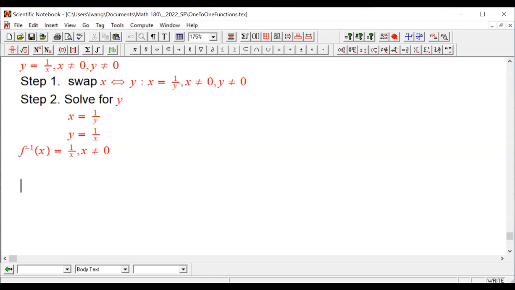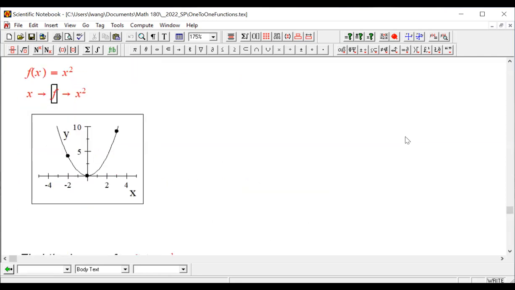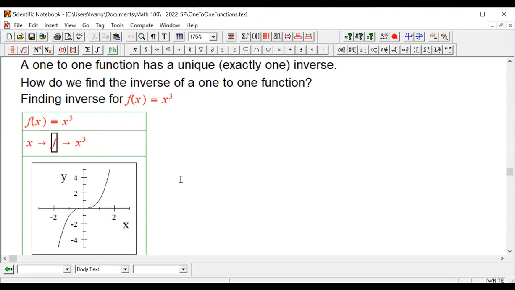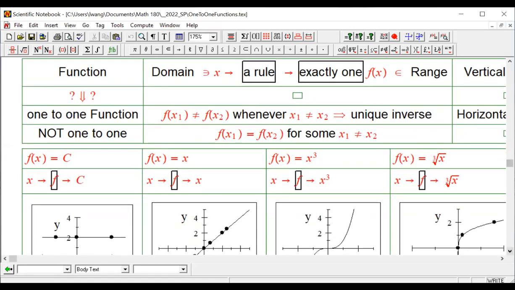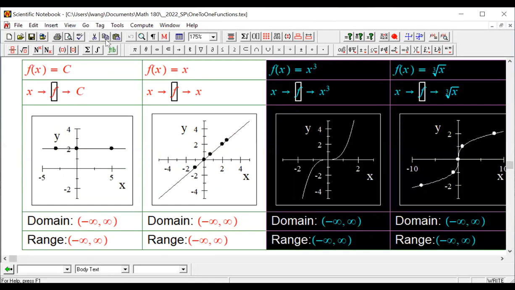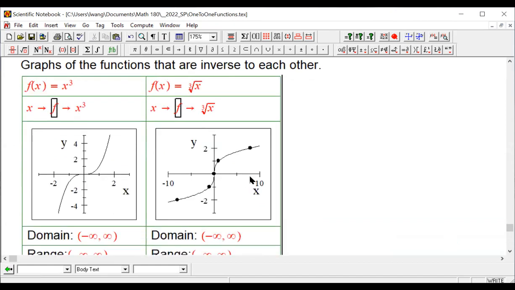Next, we're going to look at the graphs of functions that are inverse to each other. We realize that if a function has an inverse, it's 1 to 1. The inverse is unique, so it's a pair. So let's go back to the first one that we did. This one has an inverse, and we have found its inverse right here. These two are inverse to each other. Let's look at their graphs.